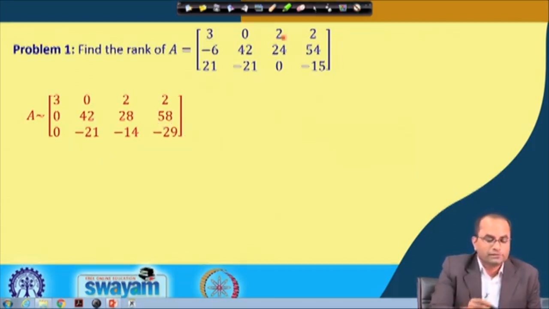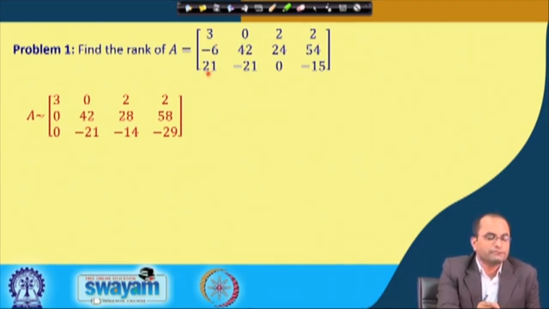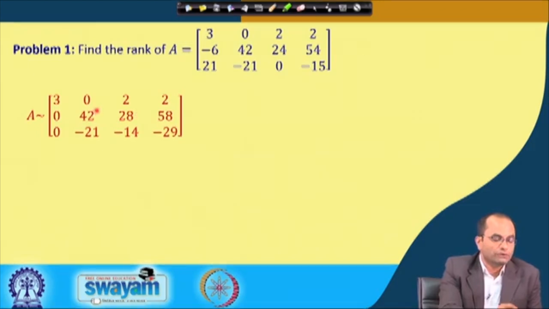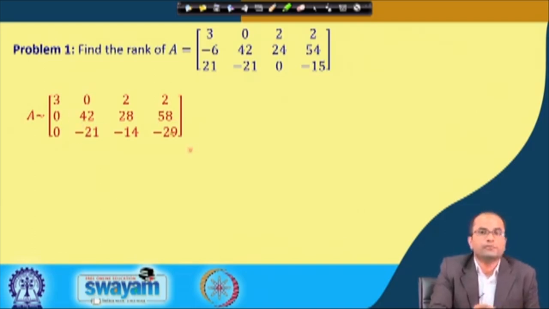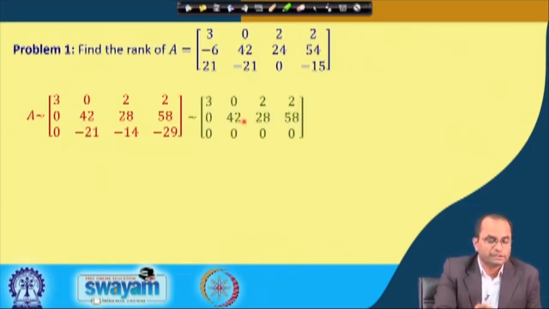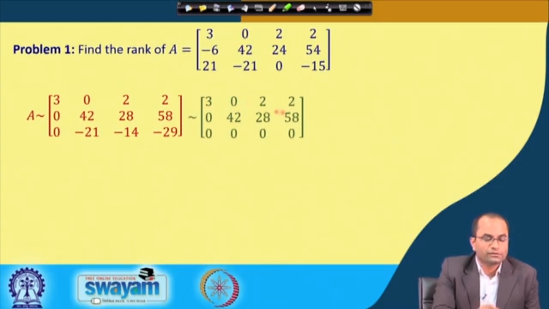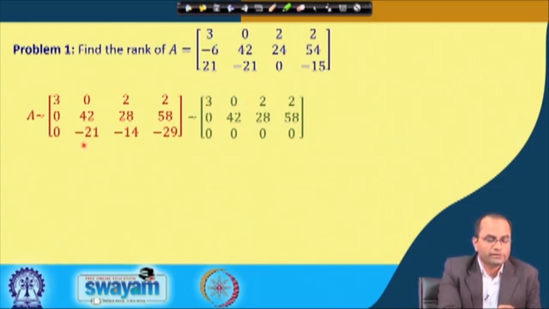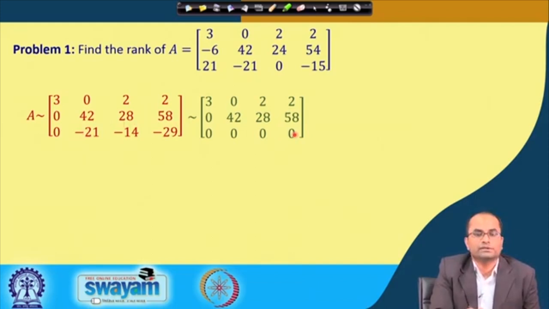So, this is the first iteration of the reduction, that we have set these elements below this 3 to 0. Now, we will take this element and try to eliminate this minus 21 with the help of this row 2. So, that will be the next step. The first row and the second row will remain as it is, and now we will try to put this to 0. So, that means half of this we are adding to this row here. So, this becomes 0, this also becomes 0, and this also becomes 0.